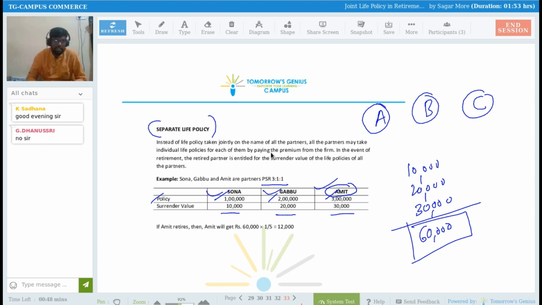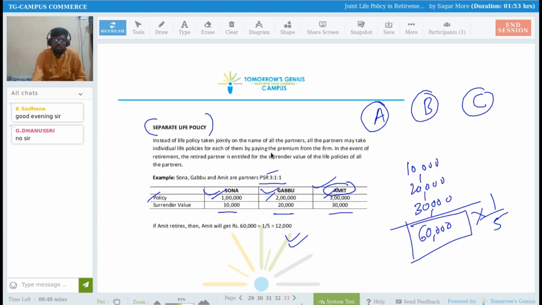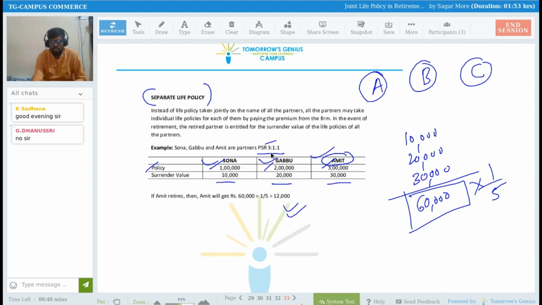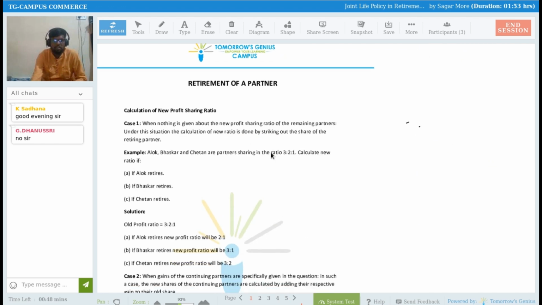So on the retirement of Amit, the firm will receive how much? The firm will receive 60,000 rupees, right? And what is the profit sharing ratio of Amit? Amit's profit sharing ratio is 1/5. See here, 3:1:1, so it is 1/5. So 60,000 multiplied by 1/5, you get the answer 12,000 rupees. So here Amit will get 12,000 rupees as the amount of policy, right?